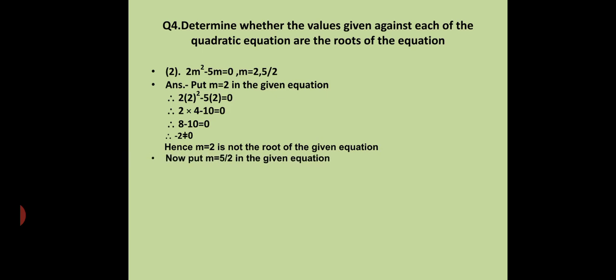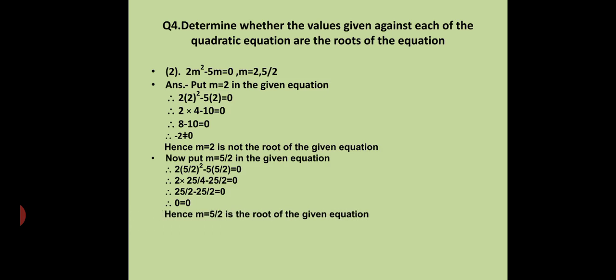Now, put m equal to 5 upon 2 in the given equation. 2 into bracket 5 upon 2 square minus 5 into 5 upon 2 equal to 0. 2 into 25 upon 4 because 5 square is 25, 2 square is 4. 25 upon 2 minus 25 upon 2 equal to 0. 0 equal to 0. Here LHS and RHS are same. Hence m equal to 5 upon 2 is the root of the given equation.